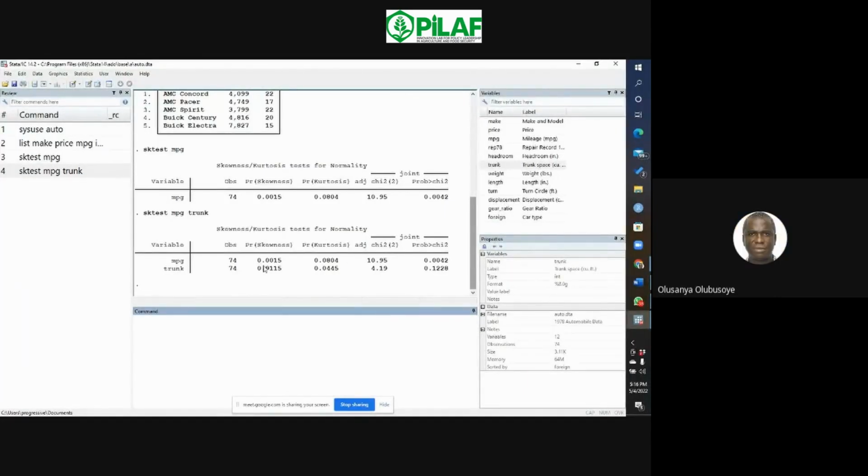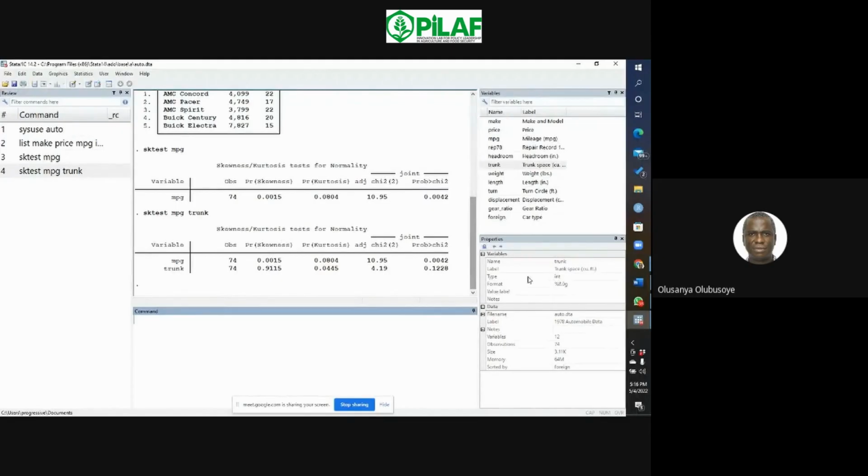The values that you see here are p-values testing that the variable is not skewed. So it is looking at whether the variable is skewed or not skewed. This p-value is what you compare with the alpha level to decide whether it is skewed or not skewed.